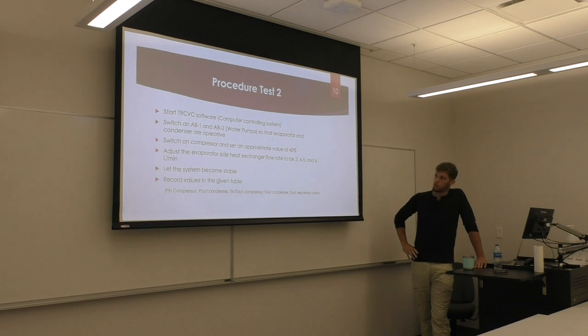Once again, we're going to turn the computer on that controls the system. We're going to turn on both of the water pumps that feed the evaporator and condenser. We're going to switch the compressor on and once again set it to 40% of its capacity. We're going to adjust the evaporator side heat exchanger flow rate to be 3, 4.5, and 6 liters per minute. Let the system become stable for each one of those settings, and then record the values in the given table.